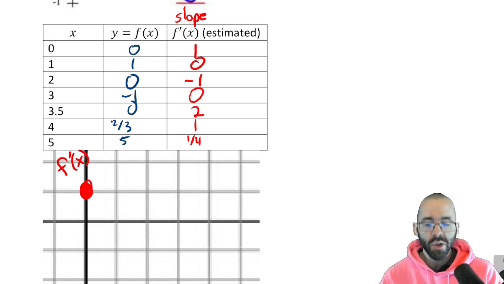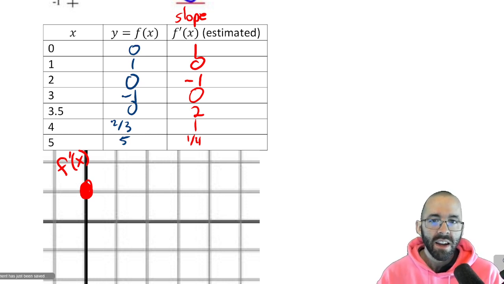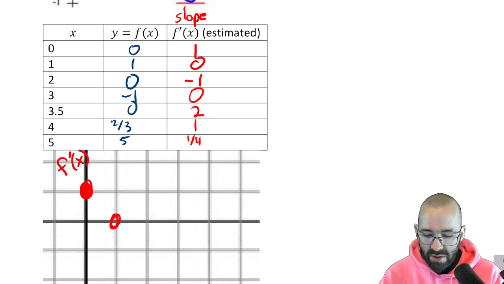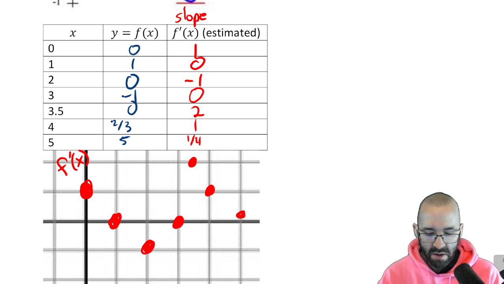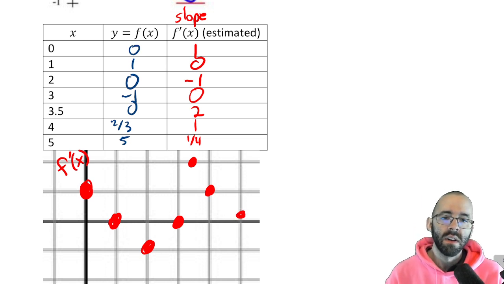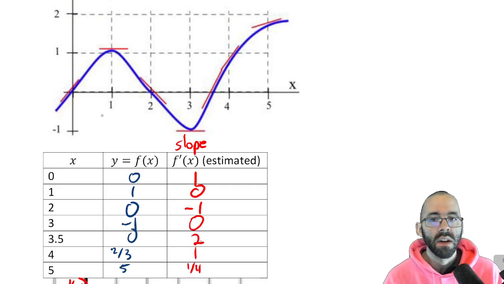Slope function gives us the slope of the blue at any point. At an input of 1, the slope function is 0. At an input of 2, the slope function is -1. And then at 3, it's 0 again. At 3.5, it's all the way up to 2. At 4, it's back down to 1. Then at 5, it's like 1/4. So these are a bunch of points on the slope function.